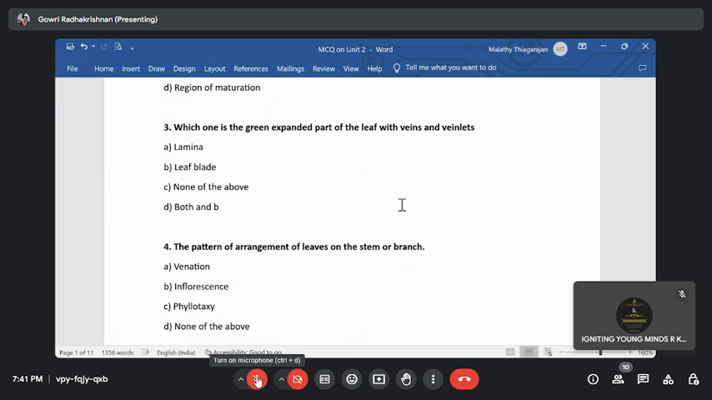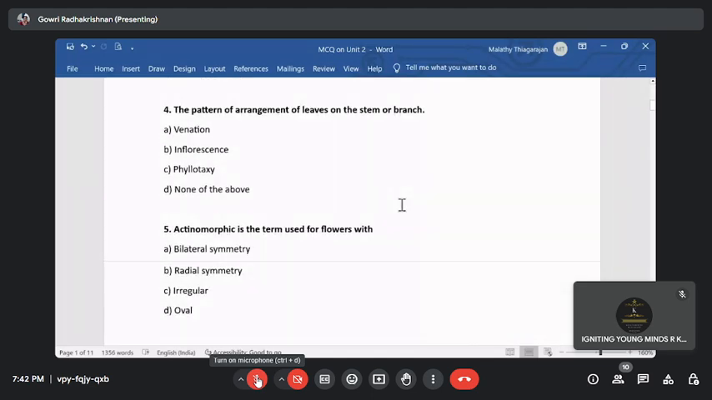Which is the lamina? Which is the leaf with veins and veinlets? What are the veins and veinlets there? Which one do you say? Can anybody say? The midrib is the vein, ma'am, and the veinlets are the branches arising from the midrib. Okay, good.